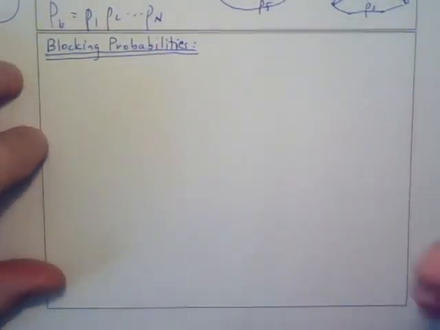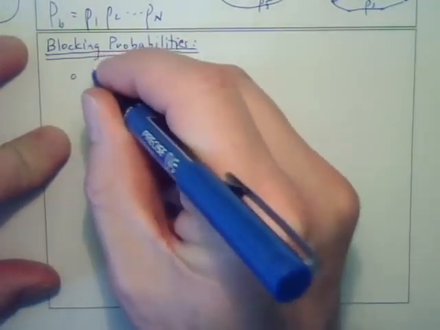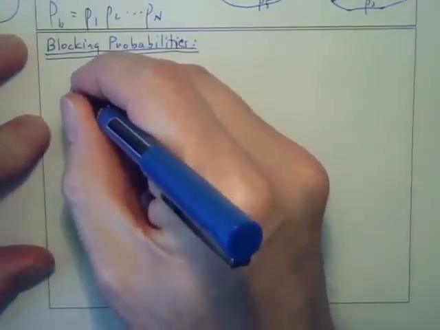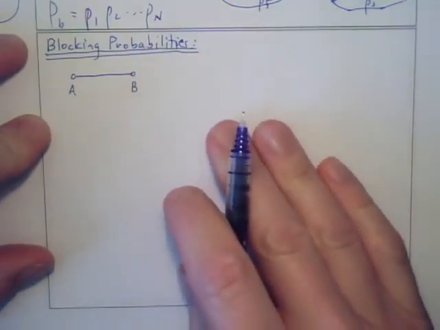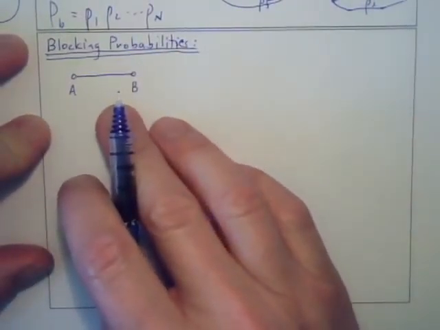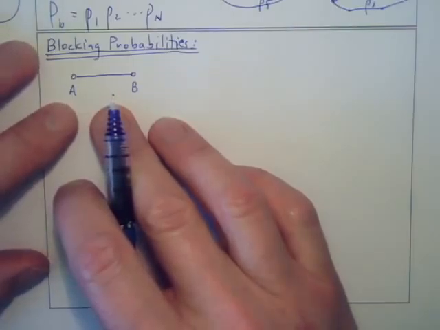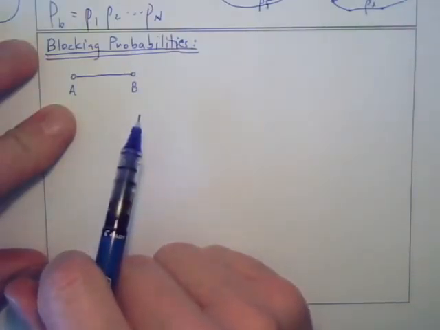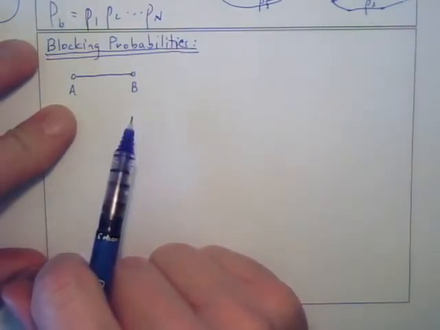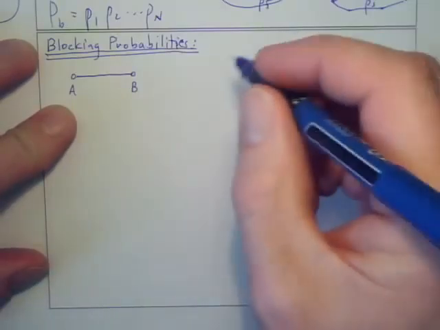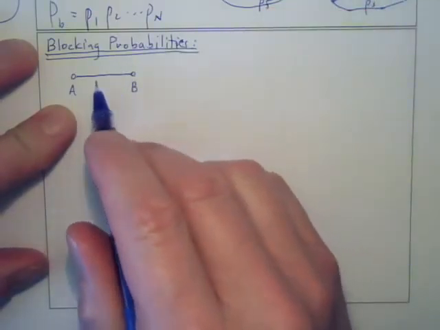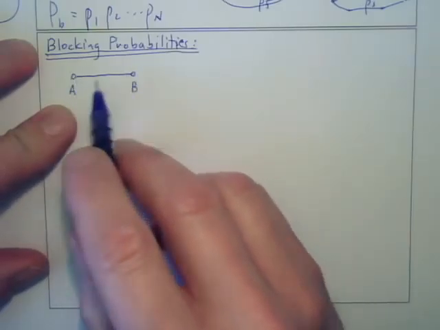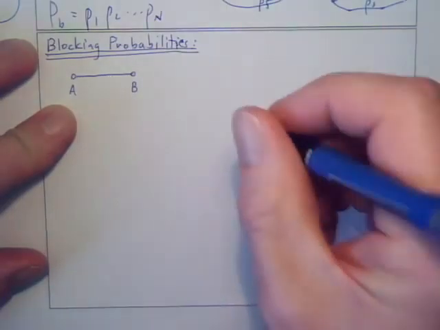So what we're interested in is the reliability of a link. Okay, so we've got a link from point A to point B, and we're interested in the probability that you can make the connection from point A to point B. There are a couple different ways we could approach this. We could ask ourselves, what is the probability that the link is open between point A and point B, or we could ask ourselves, what's the probability that it's blocked?